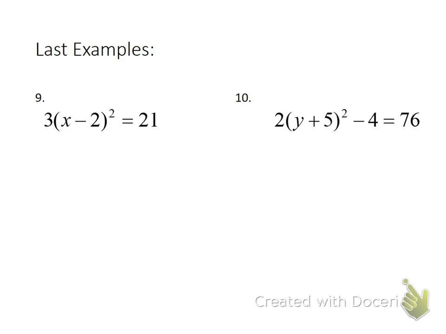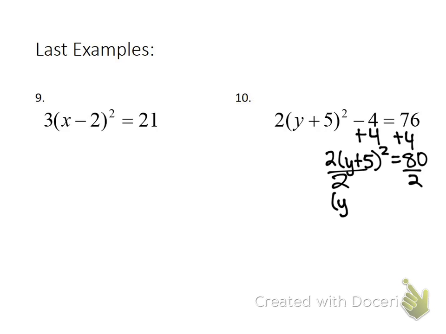All right, I need to get those parentheses alone first. What am I going to do? Add how much? 4. Add 4. When I do that, I have 2 times y plus 5 squared equals 80. And then divide by 2. 80 divided by 2 is 40. And then we're ready to square root. Once the parentheses are alone, we can square root both sides.